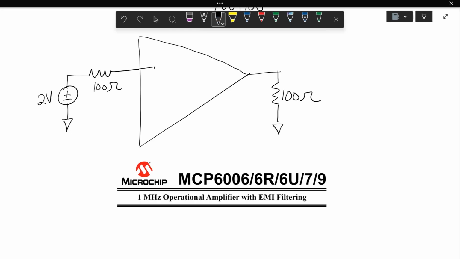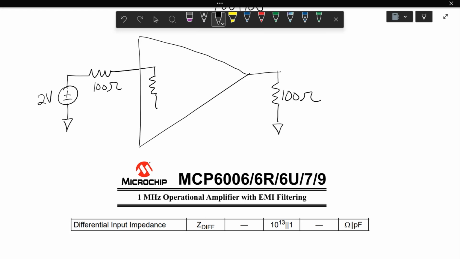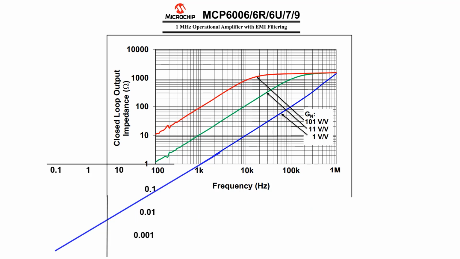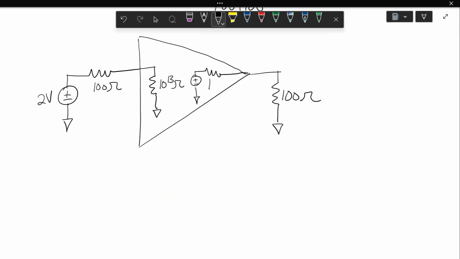The MCP6006 has a differential input impedance of 10^13 ohms. And with the feedback, it's even more, so that's just massive. Let's just say it's 10^13 for this calculation. From the datasheet, the closed loop output impedance plot shows the impedance for a gain of 1, like our buffer, and we see that at 1 kilohertz, it's about 1 ohm. If we were to continue that slope down to DC, we can see that the output impedance will be negligibly small. Let's just say 1 milliohm.